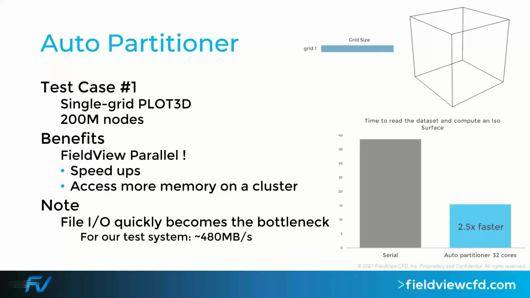So again, you get the parallel speedup, and you also get access to more memory on the cluster. If I had a larger case, I could get the case split on the various nodes of my cluster, and then get access to more memory for the FieldView processes overall. All right, now some of you might be thinking, hold on, we are running on 32 cores here, the speedup is 2.5. Why isn't that bigger?